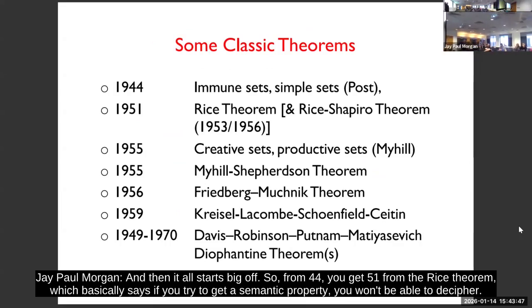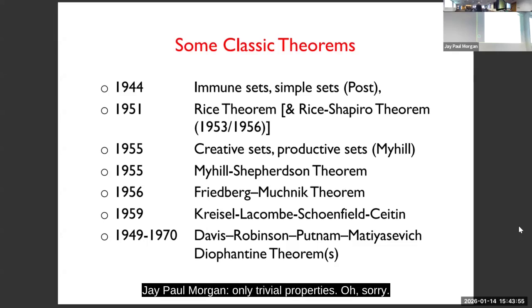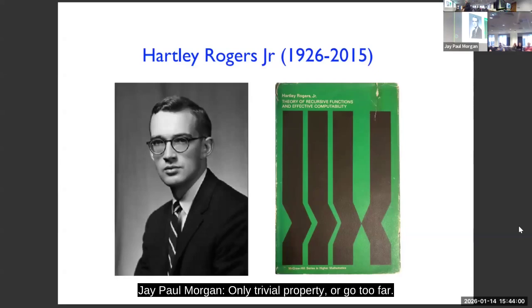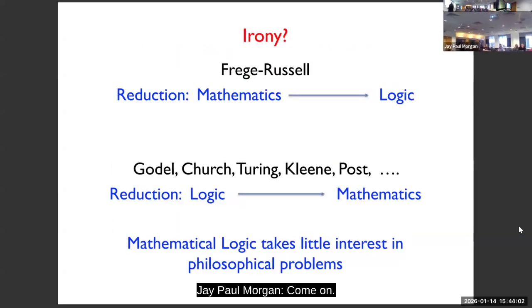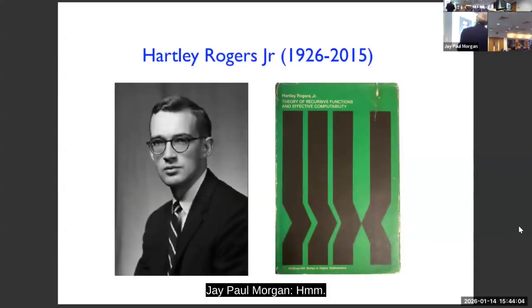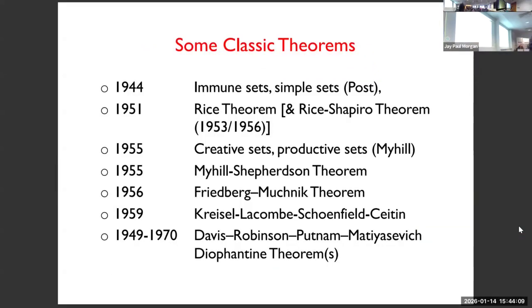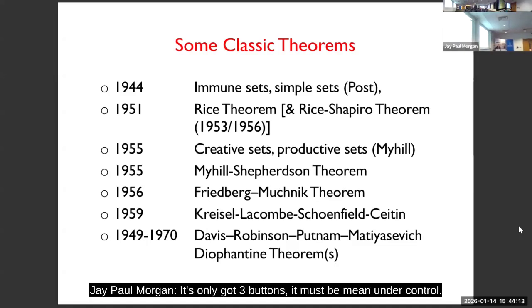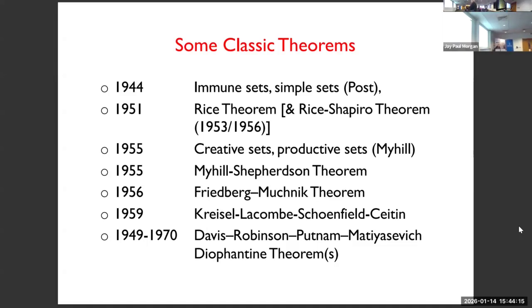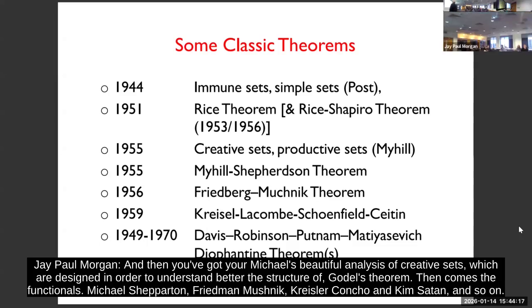So from 44, you get 51 from the Rice theorem, which basically says if you try to get a semantic property, you won't be able to decide. Only trivial properties. Oh, sorry. Only trivial properties. Oh, I go too far. Come on. Reminds me of my TV control. It's only got 3 buttons. It must be me, not the control.